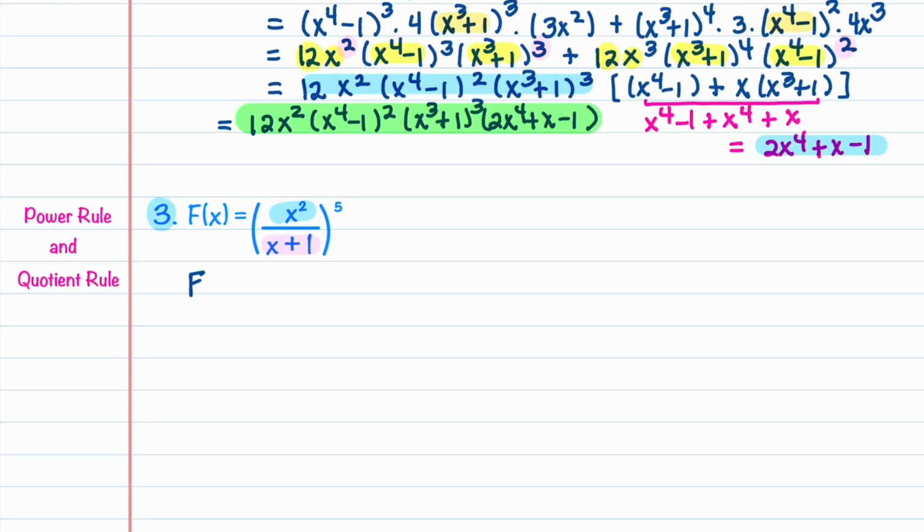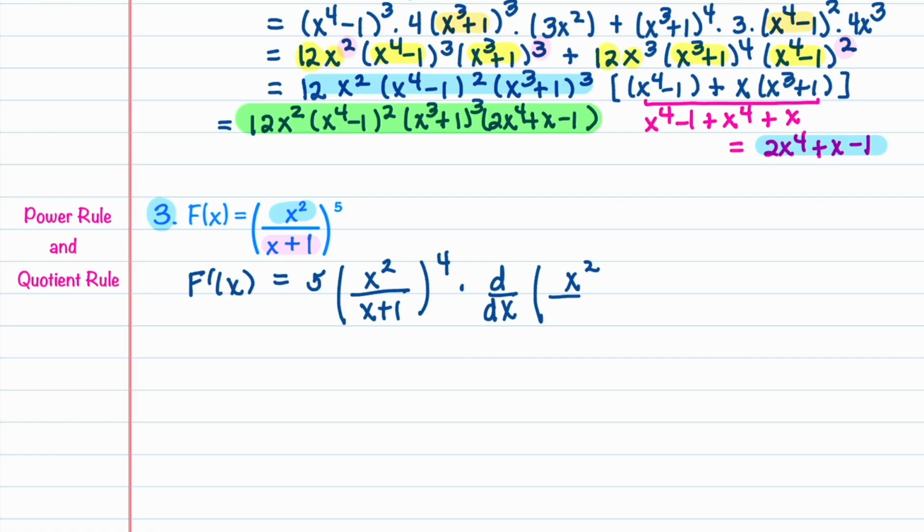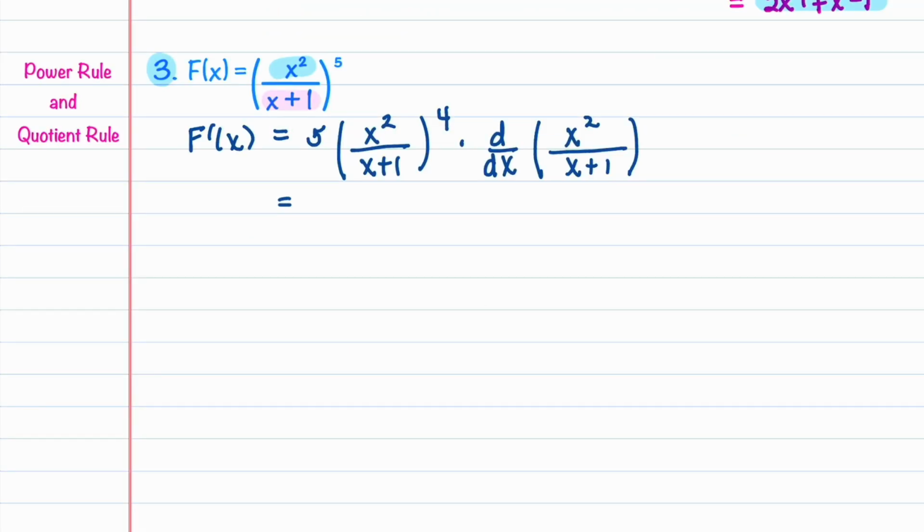F prime of x, using the chain rule first, is 5 times (x squared over x plus 1) to the fourth. That's the derivative of the outside function. And then we're going to multiply this by the derivative of the inside function, which is our function that has the two pieces, x squared and x plus 1. This is equal to 5 times (x squared, all divided by x plus 1), raised to the fourth power.